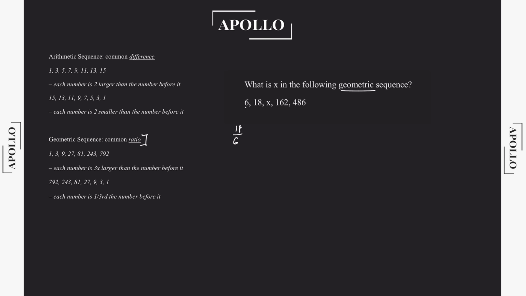So 162 times 3 will also give us 486. So we know that 3 is going to be the common ratio. So we're just going to do 18 times 3. So that's going to give us 54. So x is going to be equal to 54.